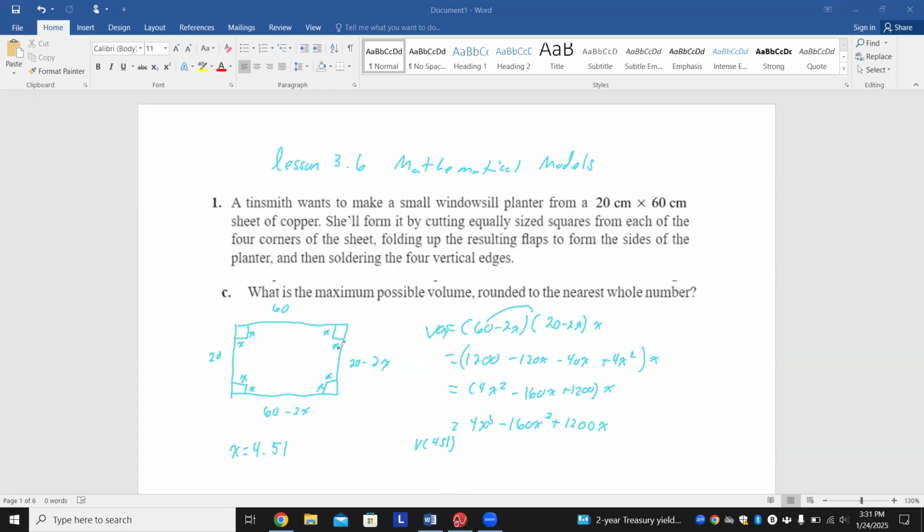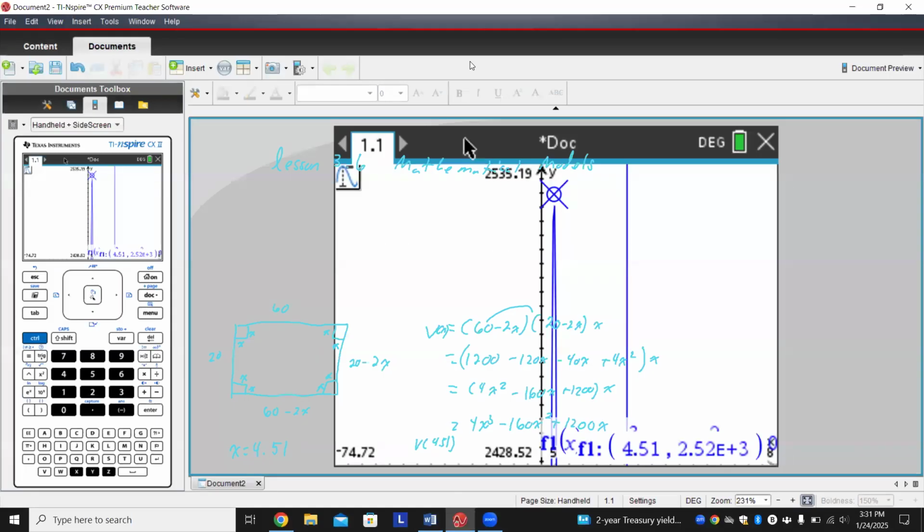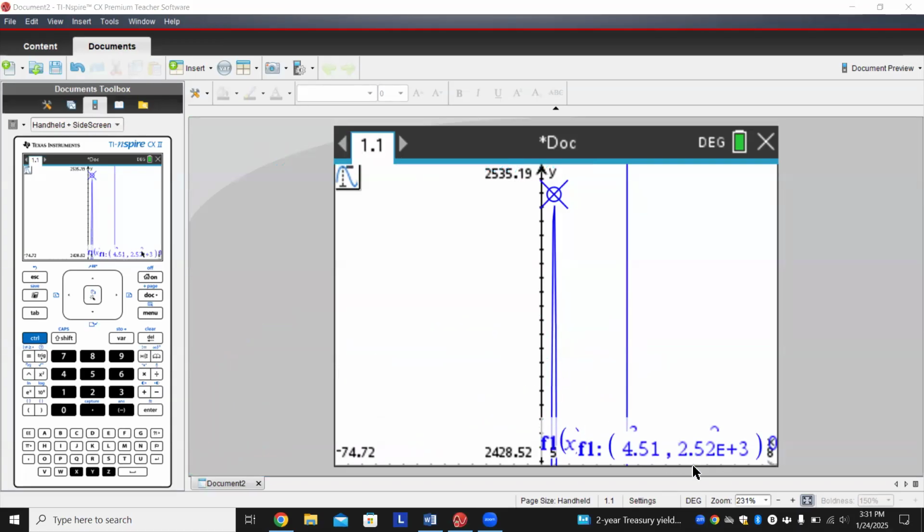Where'd you go? Hopefully you can still see my screen. Good. I'll delete this real quick. Then you have this number here, 2.52 E3. That just means move this decimal 3 places to the right. So I actually get 2520, roundabout.